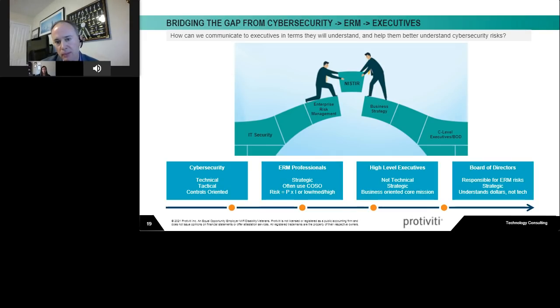And as we go even up a little bit higher to the board, they're responsible for ERM risk, strategic. They understand dollars, not tech. They understand that they're trying to run a business and that risks, be they cyber risks or ERM risks, may impact them, but they really don't understand how. The conversation goes something like, tell me what I need to know, right? Tell me, what really is at risk here.